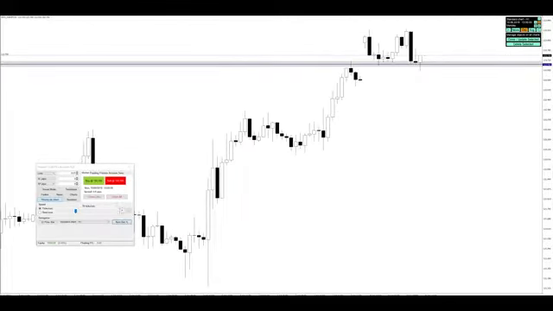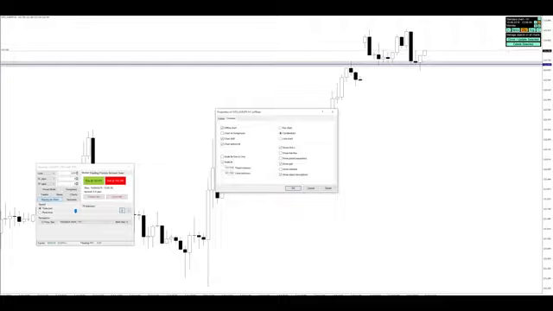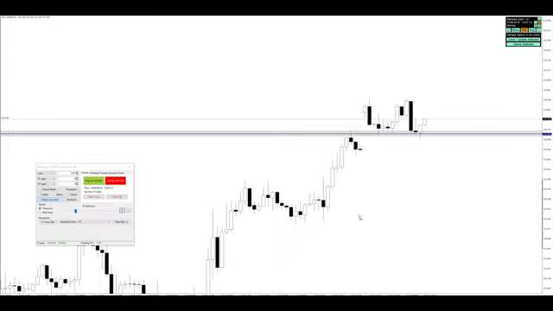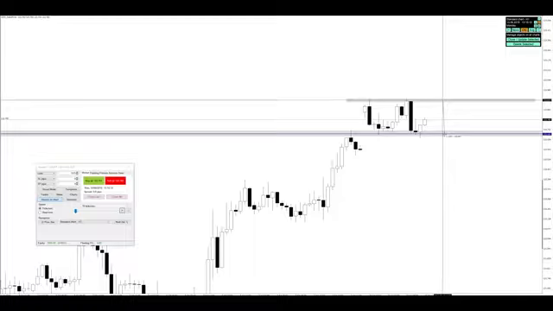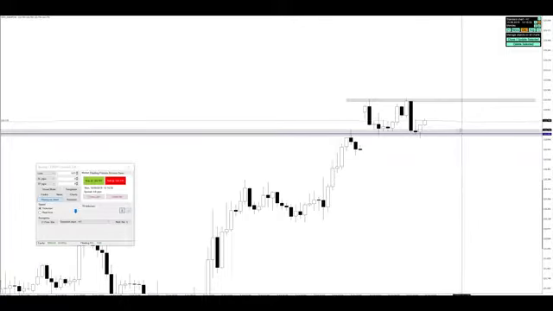So I think the best idea is to wait to see if we can find something that's going to make sense. Let me just scale this chart out. Go to scale fix, bring it down a little bit. Perfect. Essentially, price is just ranging here, right? This is just a range. Look at this. It's just a range. This range is around 20 pips.